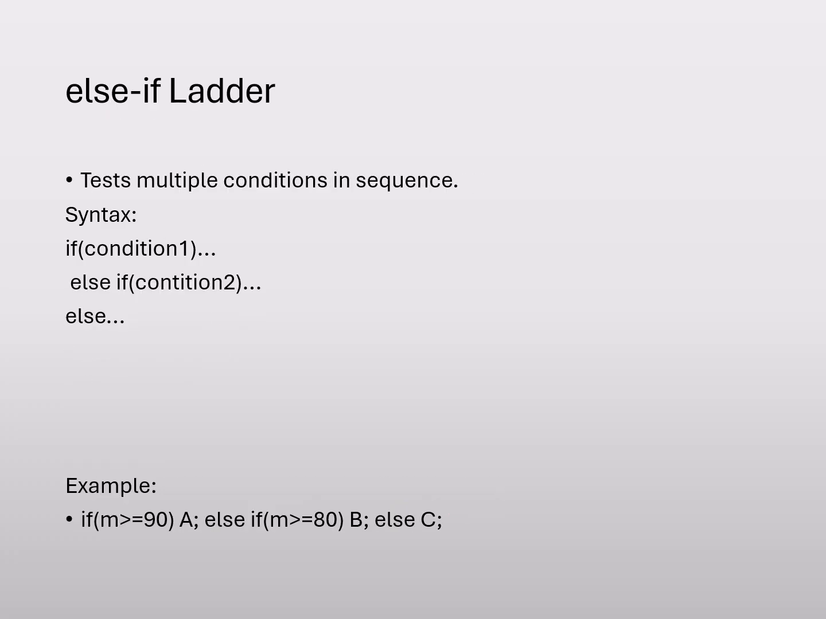Else if ladder. Else if ladder means testing multiple conditions in sequential order. If condition 1 is true, the statement will be executed. If condition 1 is false, statement 2 will be executed. For example, if m is greater than or equal to 90 and the condition is true, A will be printed. If the condition is false, the else if statement will be executed and B will be the result.